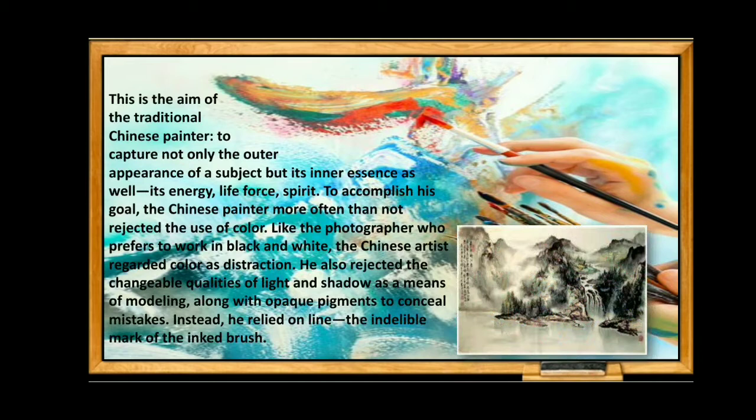The Chinese painter more often than not rejected the use of color, like the photographer who prefers to work in black and white. So the Chinese artist regarded color as a distraction. They also rejected the changeable qualities of light and shadow as a means of modeling, along with opaque pigments to conceal mistakes, and instead relied on the line and indelible mark of the ink brush. So this, from the slide, is an example of art in Chinese painting.